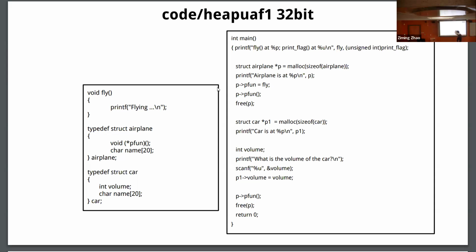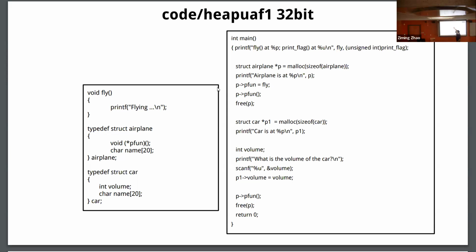Both of them have a name and another member, so they are the same size. But for the airplane, there is a function pointer. For the car, there is just a volume, the engine volume. This is before EVs. First, we print out the flight's address and the print flag's address. We have print flag here. We malloc the airplane and set the airplane to fly.